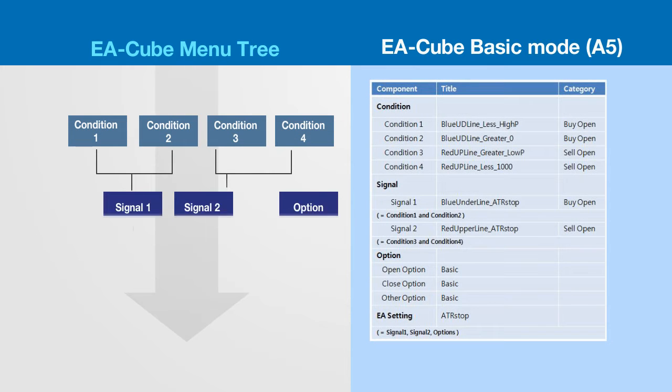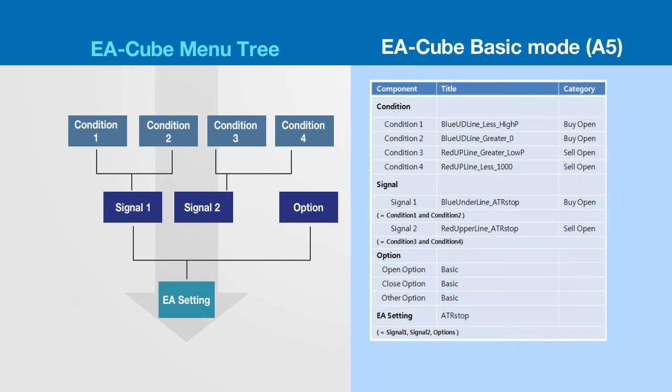It is important to understand the tree structure of each tab to create an EA with EA cube. The tree structure is rather simple in basic mode. Set your conditions for the strategy and combine them to make a signal. Once your signal is ready, set your option and finalize your EA in the EA setting tab. The current slide is an outline for this example. The left side shows each process of EA cube's tabs and structures, while the right side shows each tab's title, category, and components.